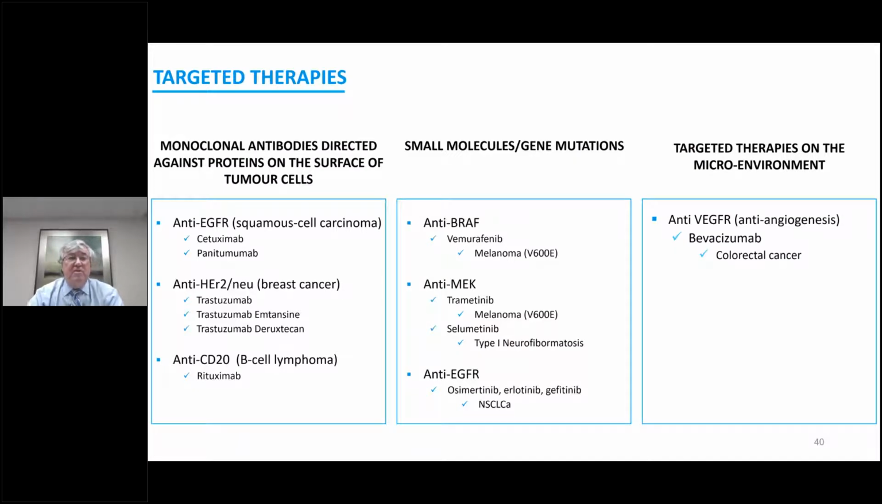And again, targeted therapies also have their own reactions that can occur. And we know there are monoclonal antibodies, small molecules, and targeted therapies in the microenvironment. And these are just some of the examples of many of the different drugs that are used widely by our oncologists.